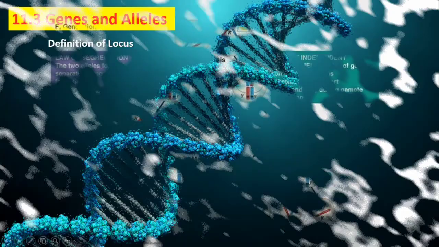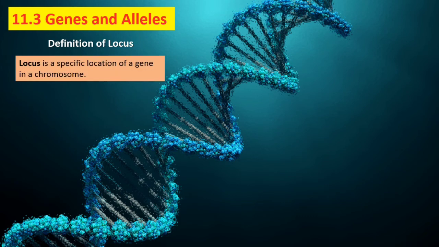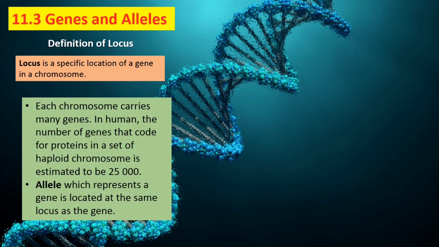So 11.3 is genes and alleles. Okay. Definition of locus, gene and allele. So what is locus? Locus is the specific location of a gene in a chromosome. So each chromosome carries many genes. In human, the number of genes that code for protein in a set of haploid chromosomes is estimated to be 25,000.